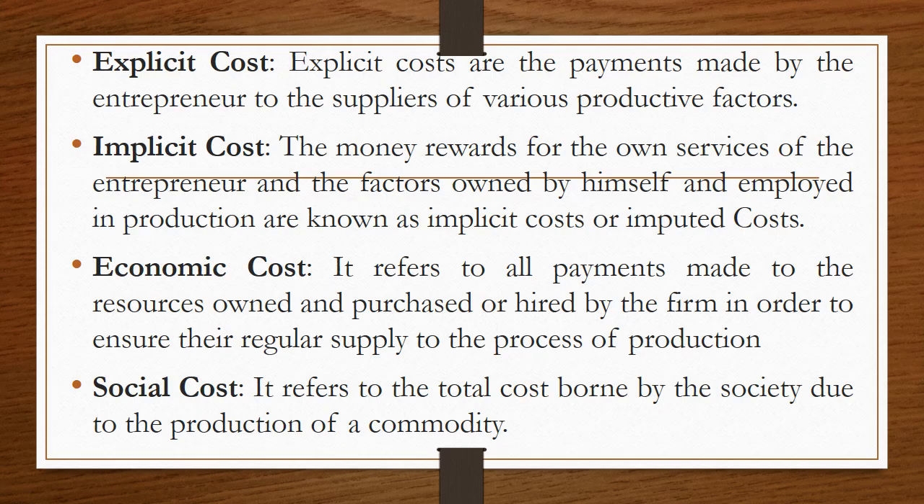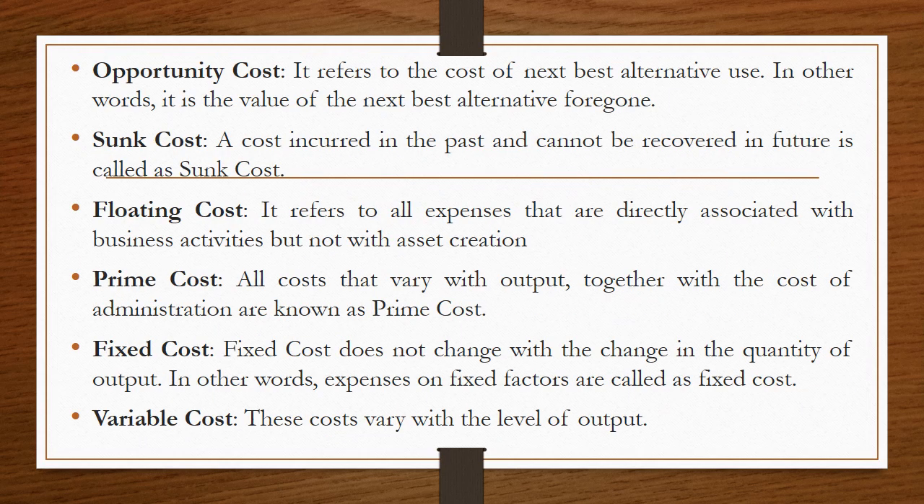Now, what is economic cost? Economic cost refers to all payments made to the resources owned, purchased or hired by the firm in order to ensure their regular supply to the process of production. Then social cost. It refers to the total cost borne by society due to the production of a commodity. It is a very important cost.